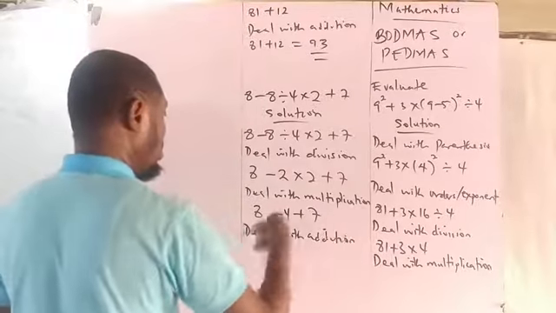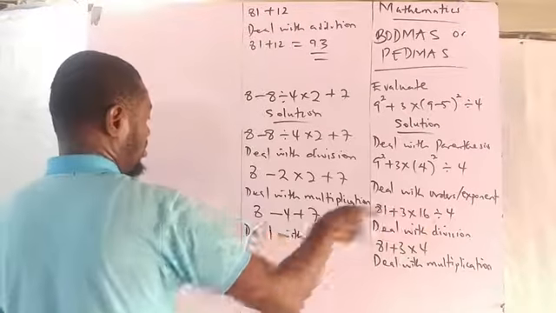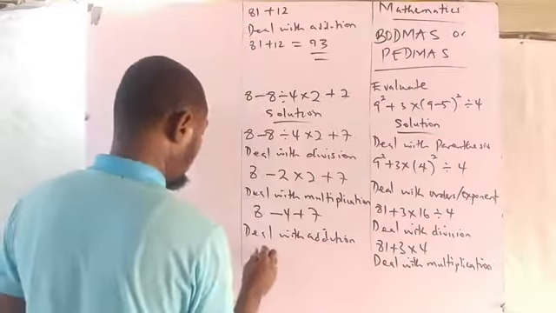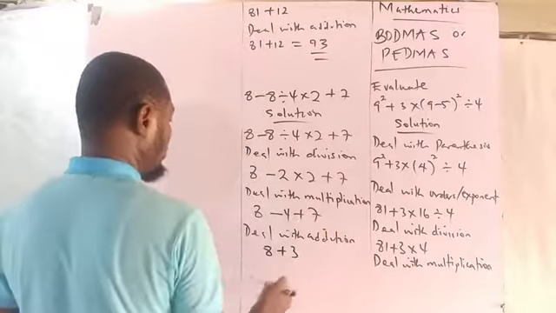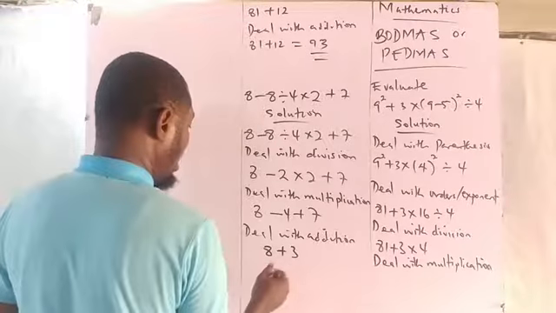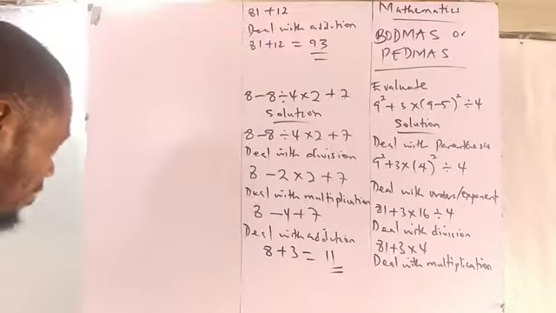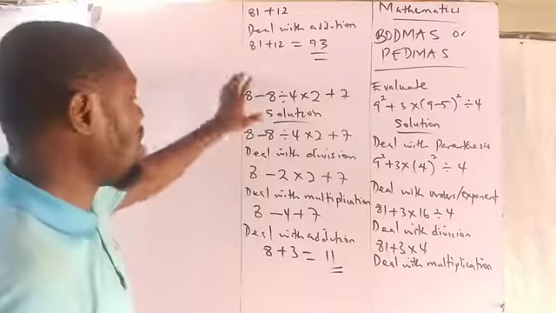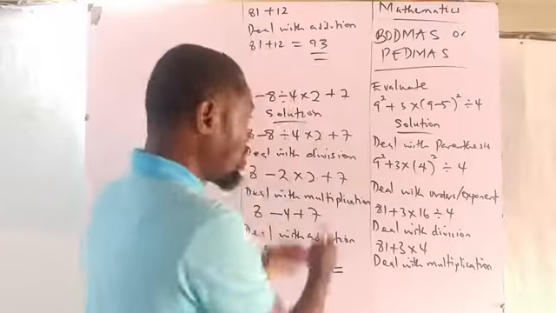I said always from the left to the right, so I'm going this way. That will be 8 minus 4 is 4, plus 7 is 11. Finally we have 11 as our answer. If you work on this operation, your answer will be 11. So this is how you deal with problems of this type.